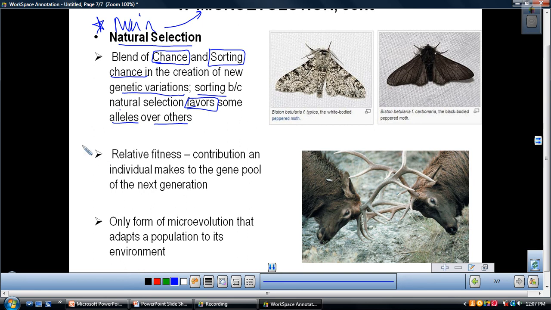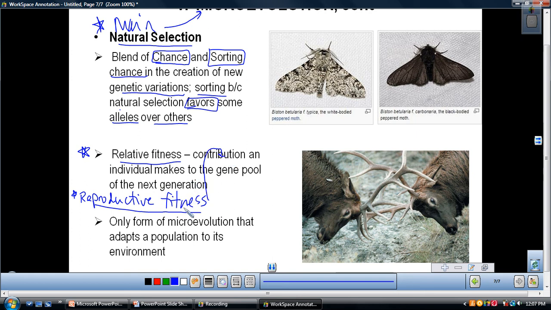Well, look at the next term, relative fitness. How fit an organism is to contribute to the gene pool of the next generation. We also look at this as, and I'm going to put a star by this, reproductive fitness. I think I mentioned this in class. But your fitness, how fit you are, is how reproductively fit you are. What contribution are you making to the gene pool of the next generation?